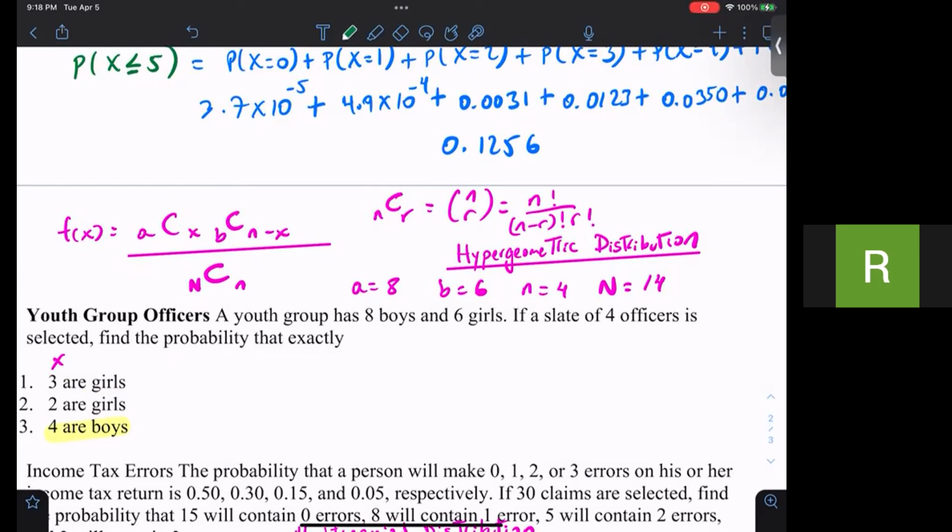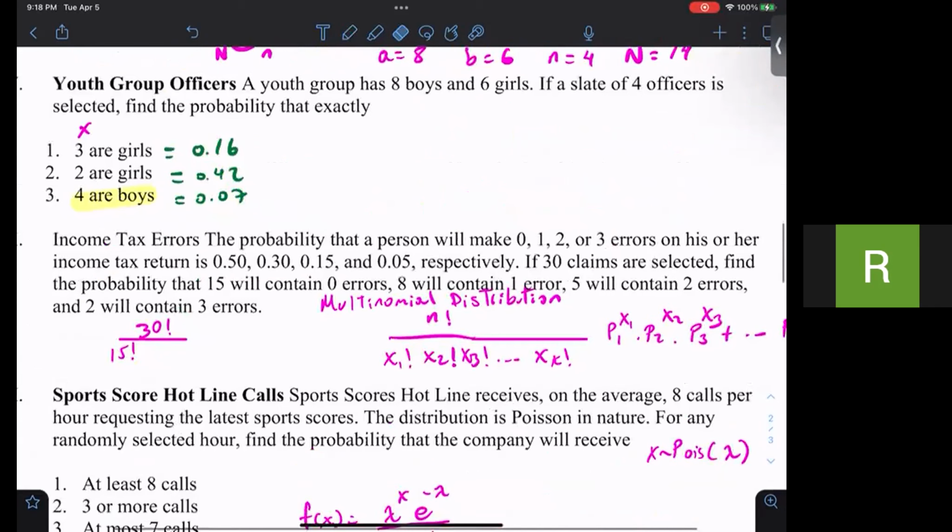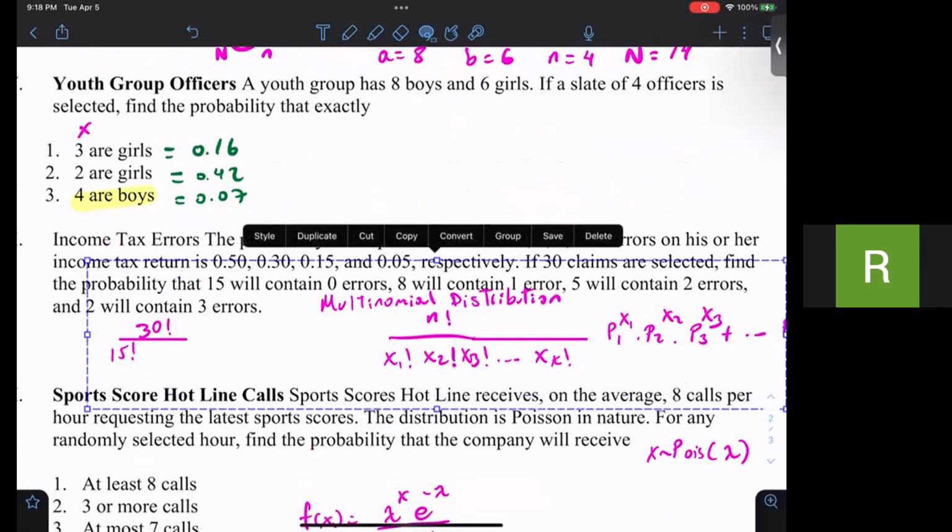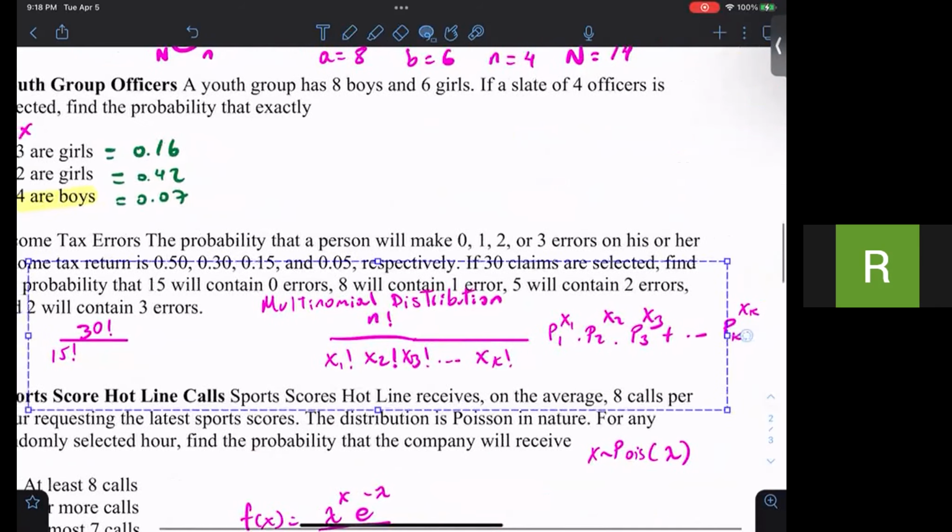Okay, so 0.16, then B is 0.42, and C is 0.07. So this is what you're supposed to get for this probability. This is 0.16, 0.42, and 0.07, I'm sorry. Okay, next. The second one is a multinomial distribution.